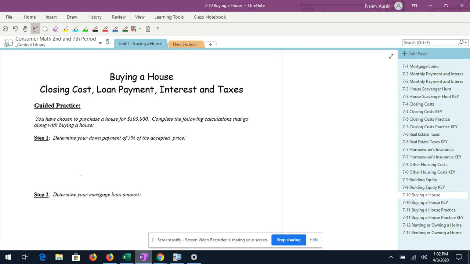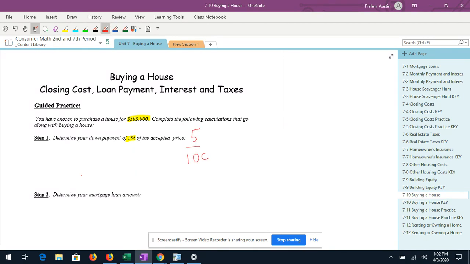It says you have chosen to purchase a house for $103,000. Complete the following calculations that go along with buying a house. Step 1, determine your down payment of 5% of the accepted price. So again, we've dealt with down payment a lot. It's the amount of money that you have to pay before the bank will give you any money to help you out buying the rest.